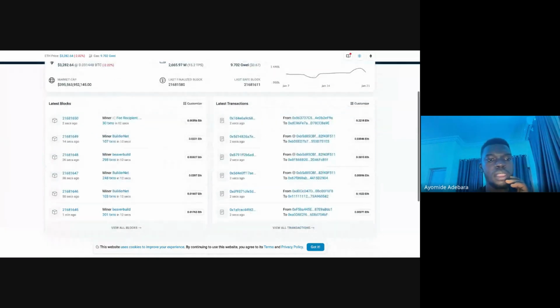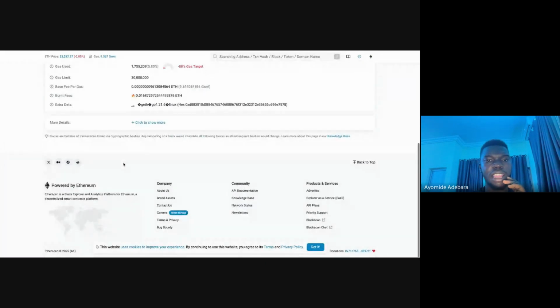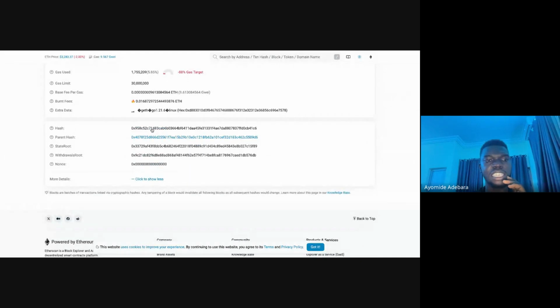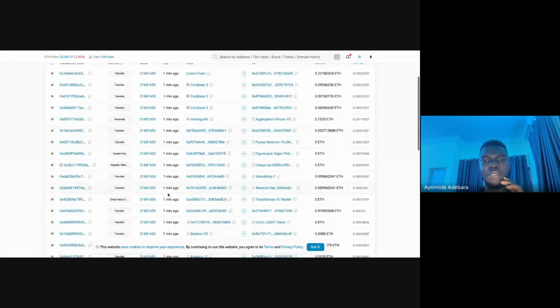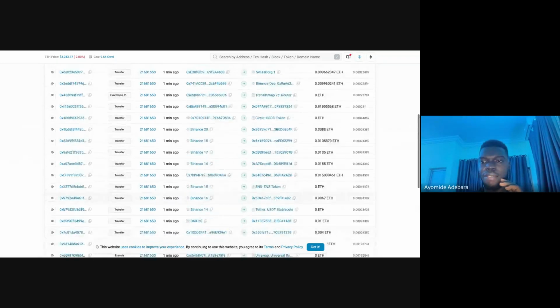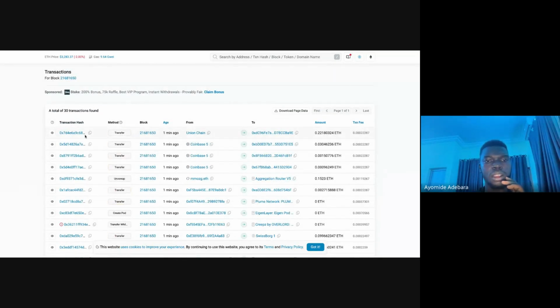Now, for example, this right here is the latest block on the Ethereum blockchain. And inside of this block, you have transactions that have happened in this chain. This block contains all the transactions, can you see here? We have 30 transactions that have happened in this blockchain. Can you see it? Now, if you click on the 30 transactions, here is everything that happened in the transaction. Everyone can see it.